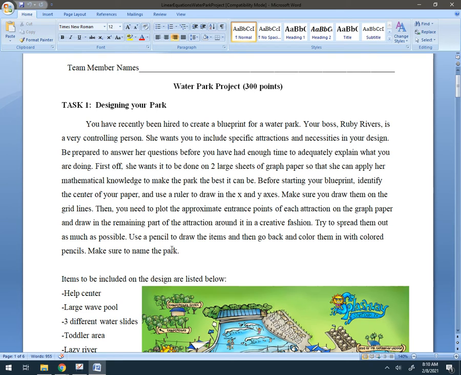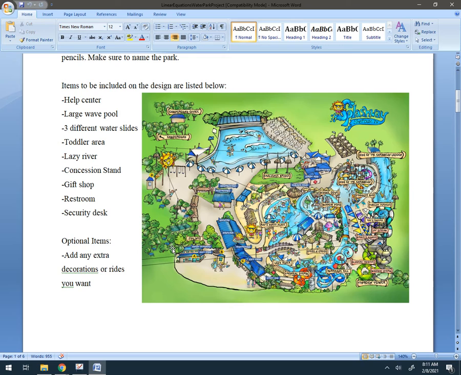And make sure you name your park. Come up with a theme for your park and name it. If you've ever been to Kentucky Kingdom or any other water park or amusement park, you know they pass out brochures with little maps. You're basically making your own little map of your water park.